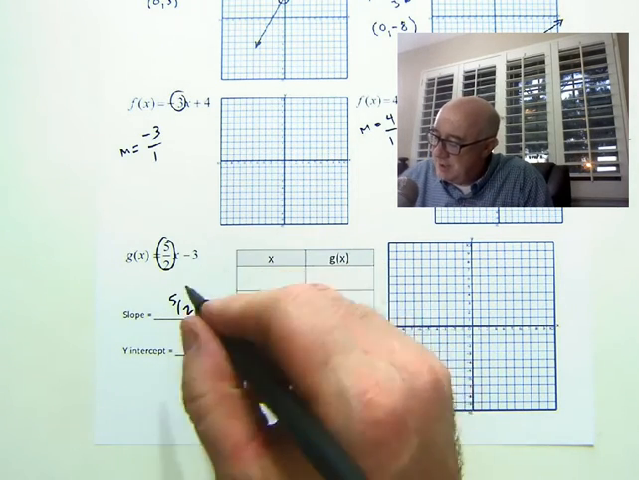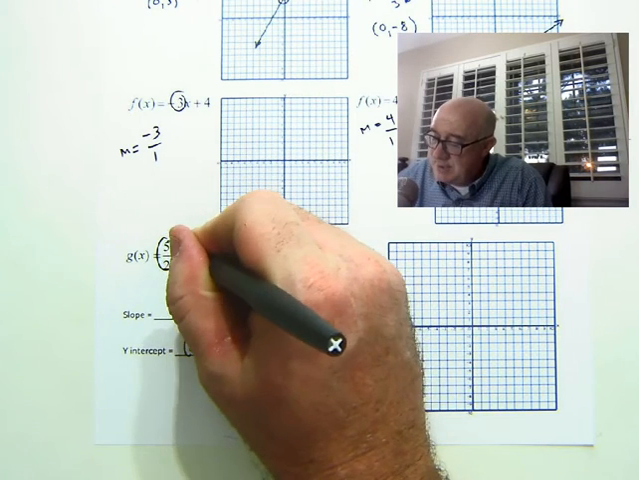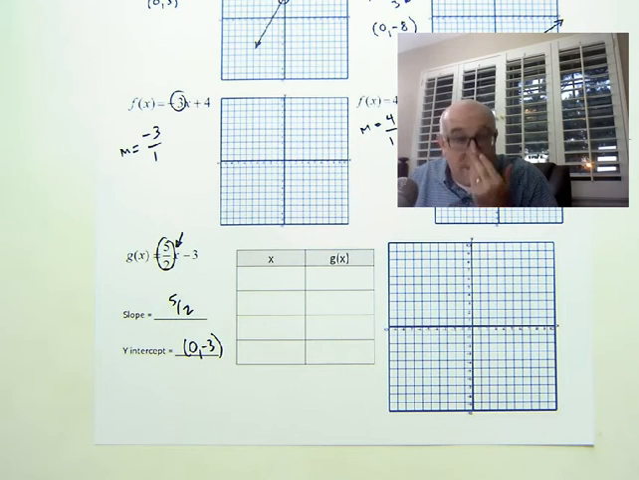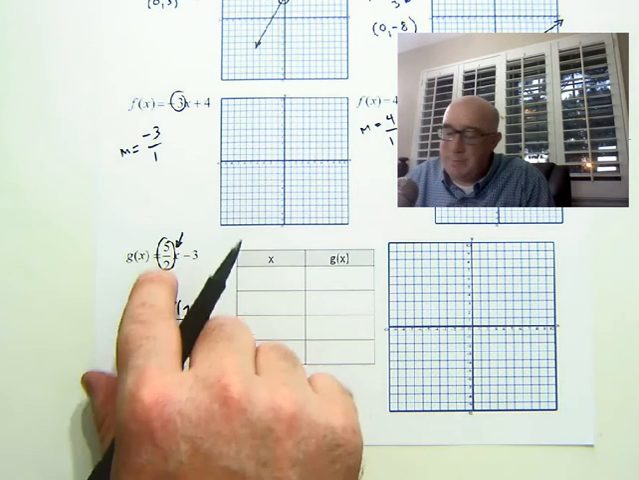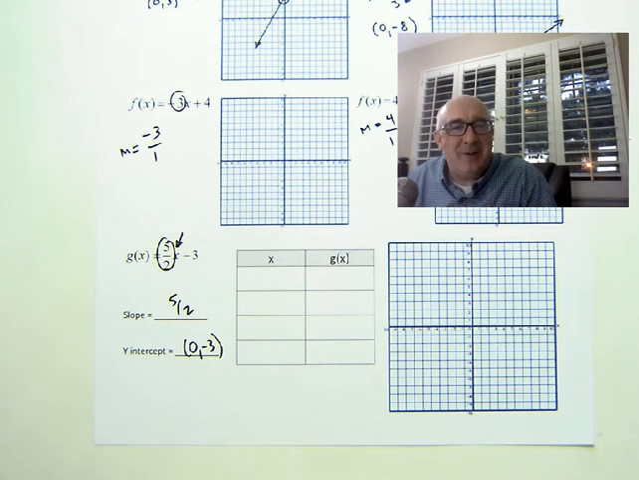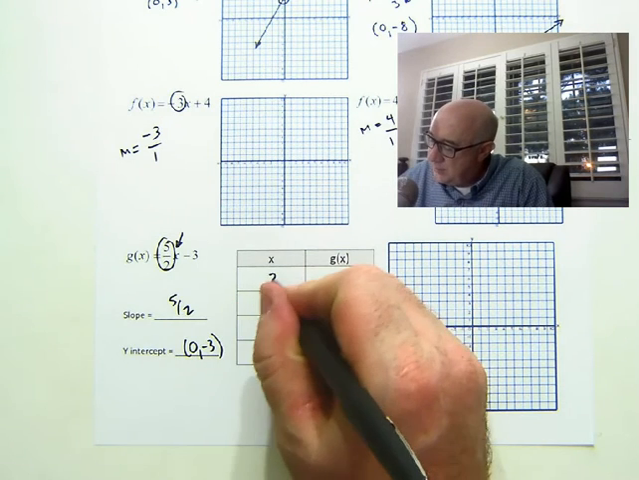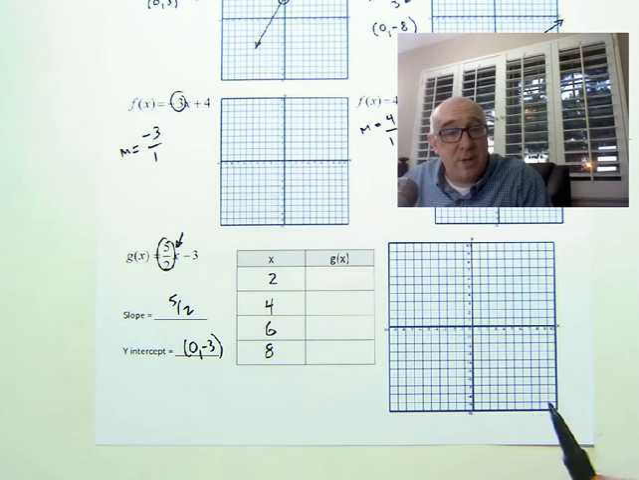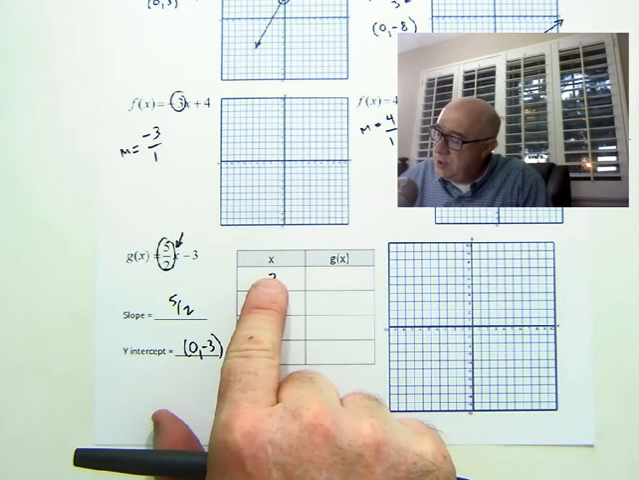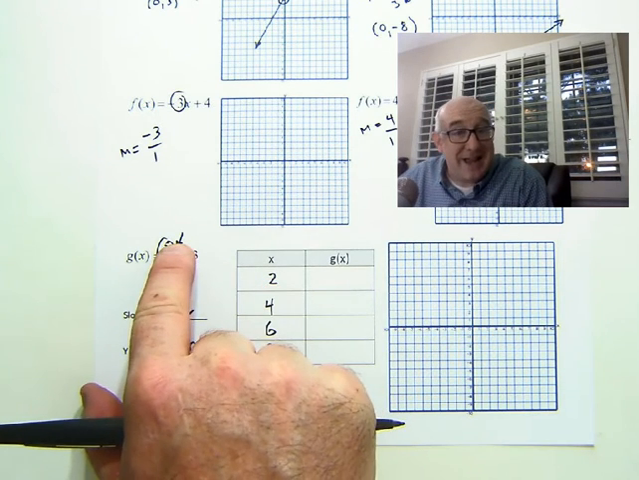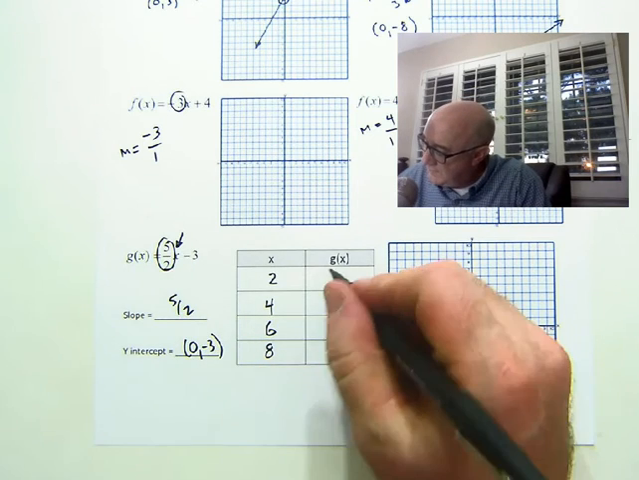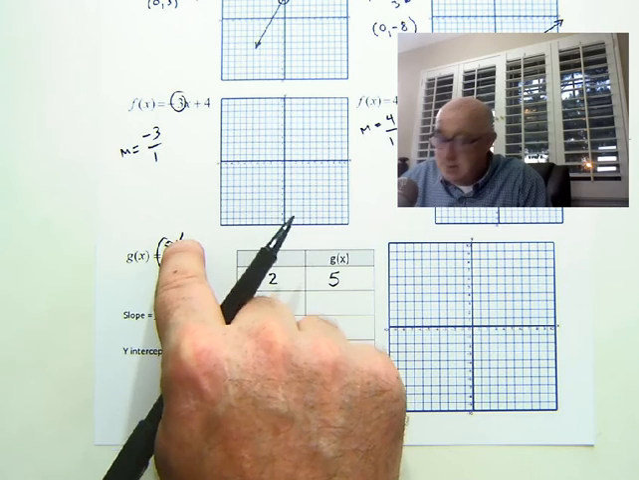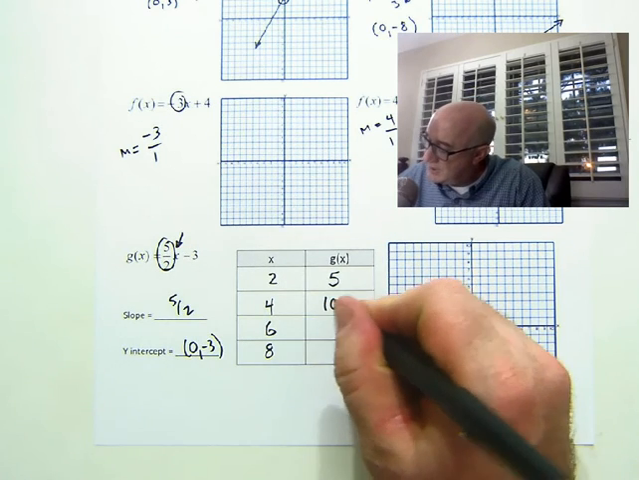Now I want to show you something. Do you notice that whatever x we pick, if we're not going to pick it off the graph, we're going to divide by 2. So I always like picking numbers that would be nice and easy that could be divisible by 2. So let me show you what I mean. 2 times 5 is 10. 10 divided by 2 is 5. 4 times 5 is 20. 20 divided by 2 is 10, and so on.